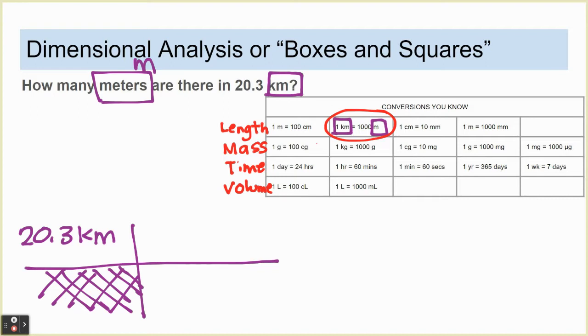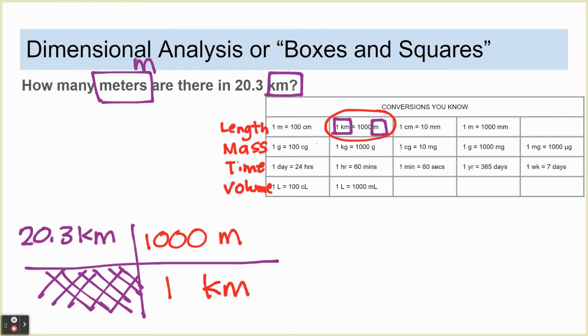Again, boxes diagonally across should have the same unit. Kilometers is the given, so kilometers should end up at the bottom now. Kilometers right here. Remember, boxes diagonally across should have the same unit. Now look at the number with kilometer. What's the number there? 1. See it? So 1 kilometer goes at the bottom. So what goes at the top? 1,000 meters. Y'all see it?